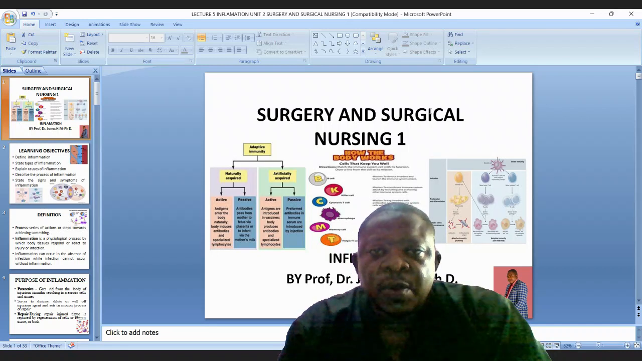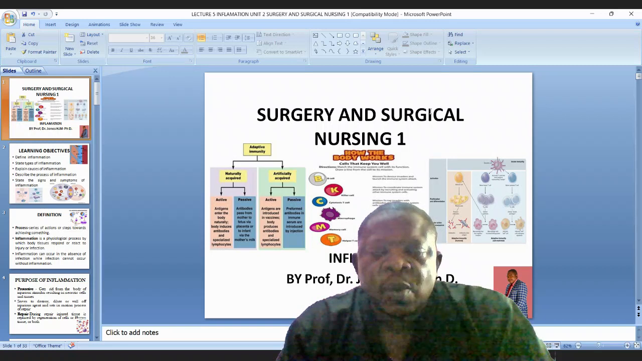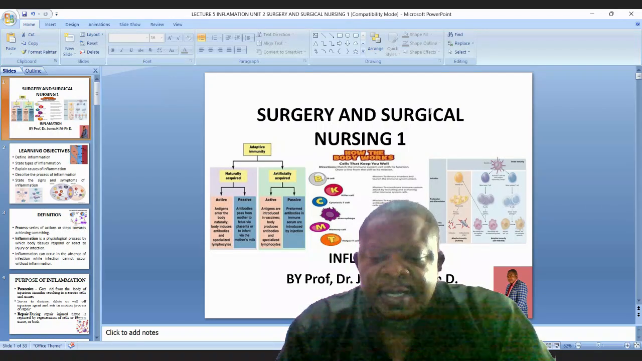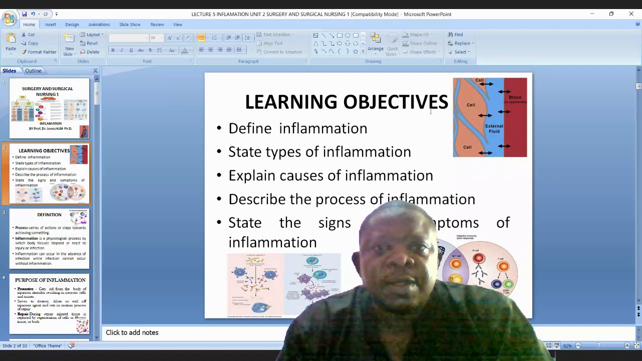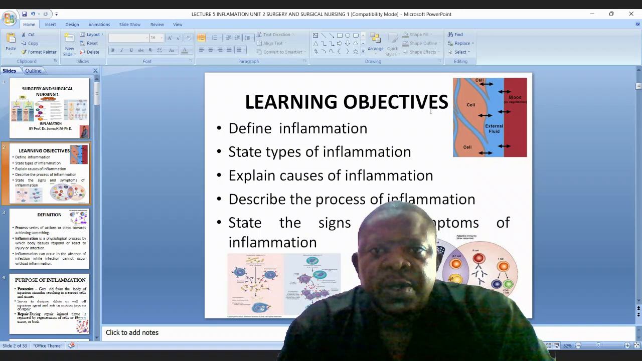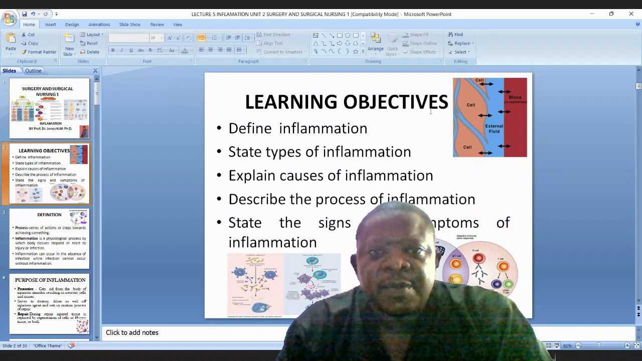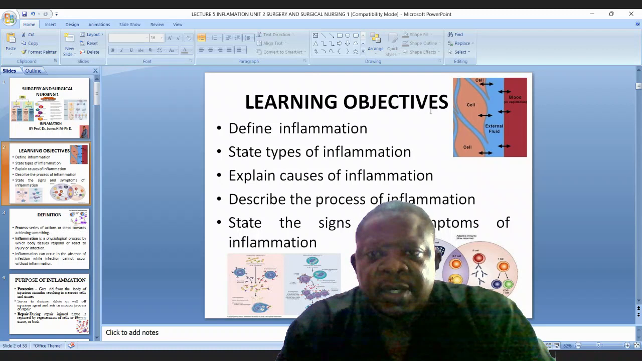So, it is important that you are vested with the information about immunity, the cells that are involved in fighting infection. So, that is why we have to look at inflammation in this scheduled lesson. The objective of this lesson is you are supposed to define inflammation, state types of inflammation, explain causes of inflammation, describe the process of inflammation, and state signs and symptoms of inflammation. So those are the objectives of our lesson.